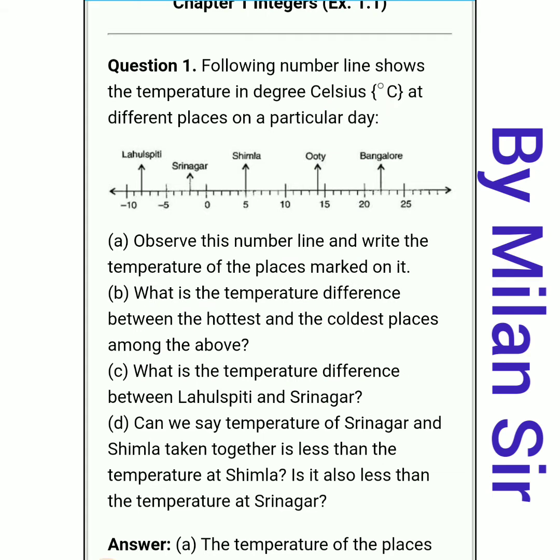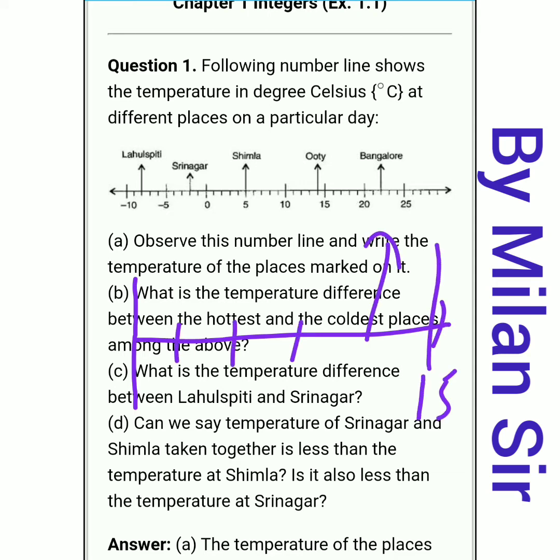For Simla, it is already written here, 5. Then for Ooty, here we have 10, then here we have 15, then 1, 2, 3 and this is Ooty. So here we have 10. Write down the integers after 10: 11, 12, 13, 14, 15. So this is 14. Ooty has temperature 14.